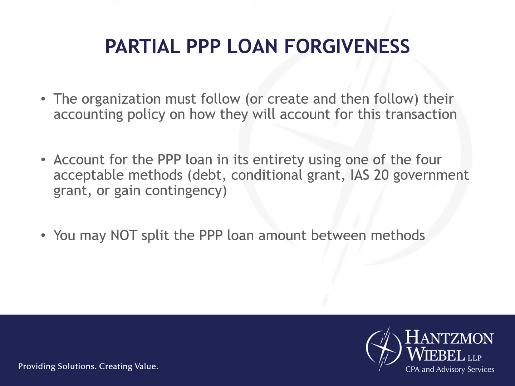Management must account for the PPP loan in its entirety using their accounting policy. Management may not split the PPP loan amount between methods. What if an organization doesn't have a policy to account for government grants as a conditional grant, a government grant under IAS 20, or as a gain contingency? Then they're going to have to create that accounting policy. Keep in mind that nonprofit organizations can only account for the PPP loan as either debt or a conditional grant. The other 2 alternatives are not available to them.